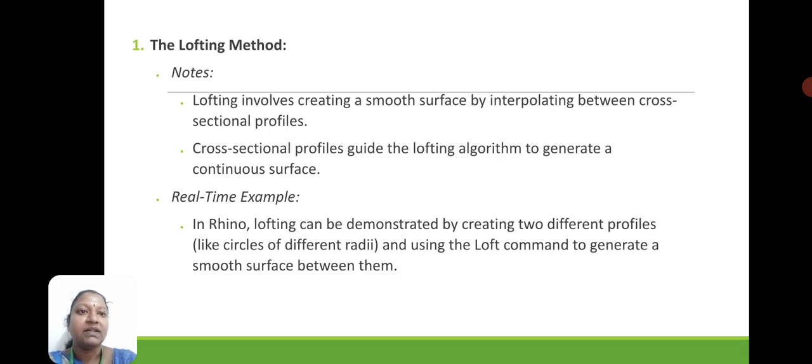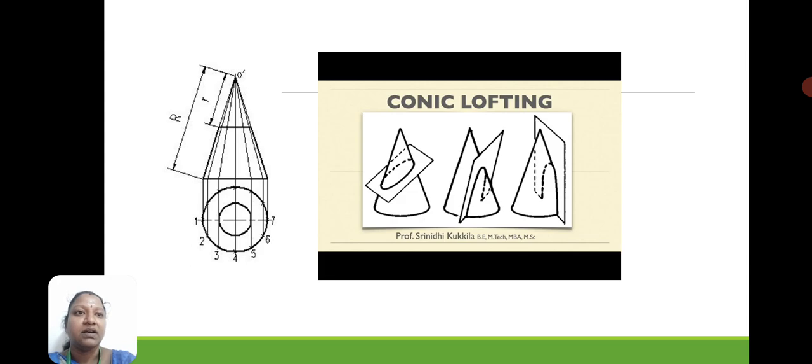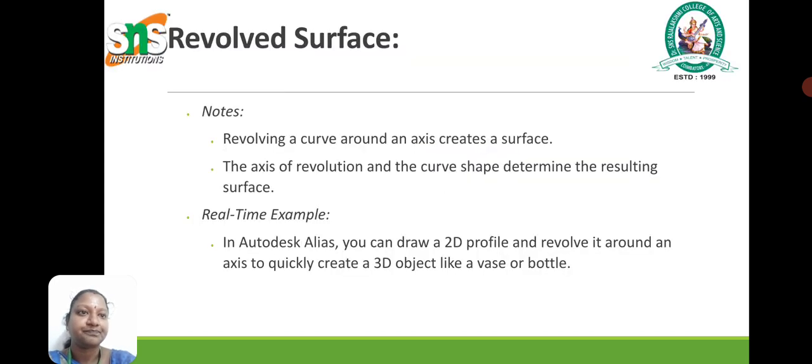Real-time example: the lofting can be demonstrated by creating two different profiles and using the loft command to generate a smooth surface between them. In that you can see the lofting method of a conic shape. In a cone shape, this is how we can use the lofting method.